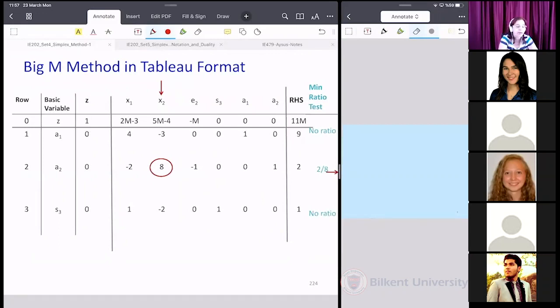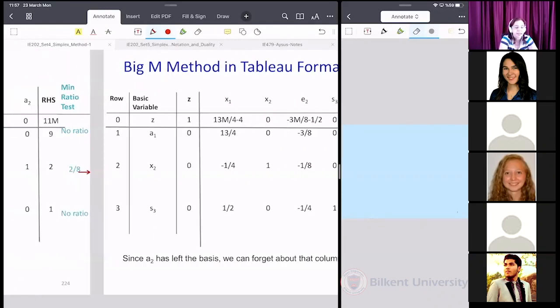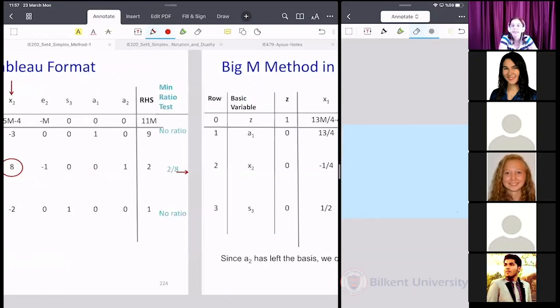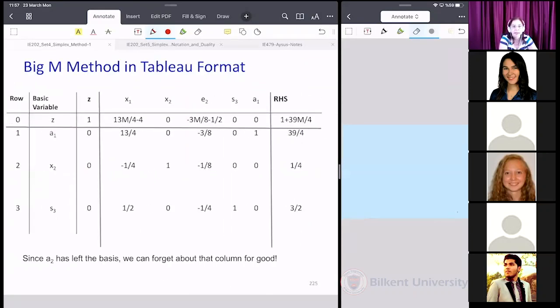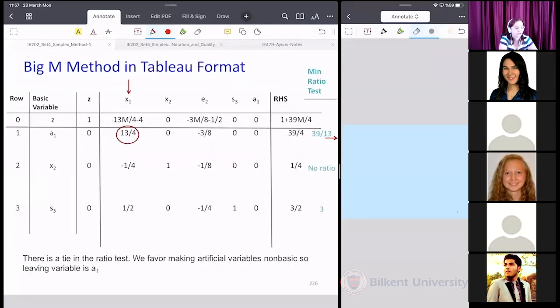Next iteration. Then X2 enters, A2 leaves. I can go 1. So everything is going to be divided by 8. So this becomes 1. Everybody else becomes 0. Here is my second table. Since A2 is out of the basis, as you see, I don't carry its column anymore. All right? Now, who is entering? There is only one option because this is a negative entry, definitely. So X1 is entering. And due to the ratio test, A1 is leaving.